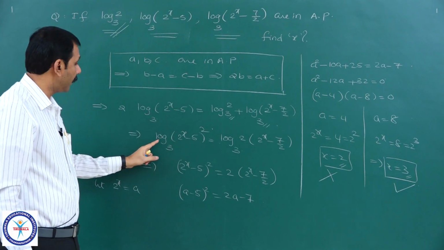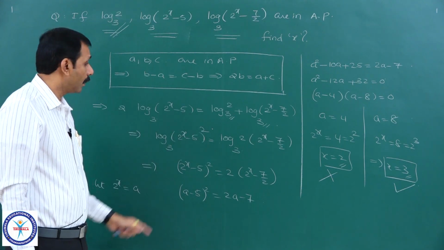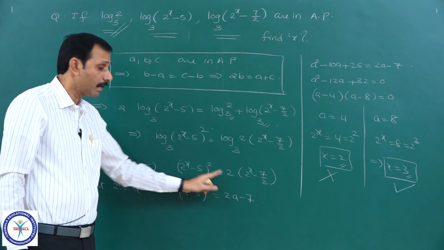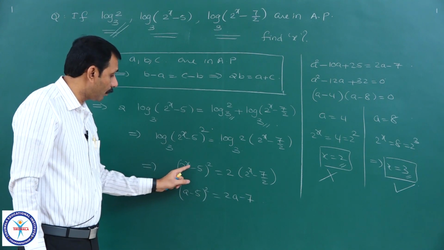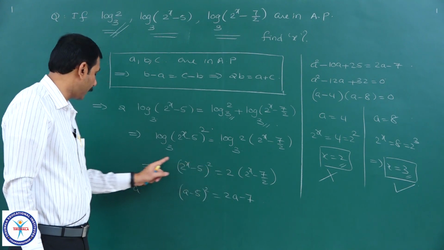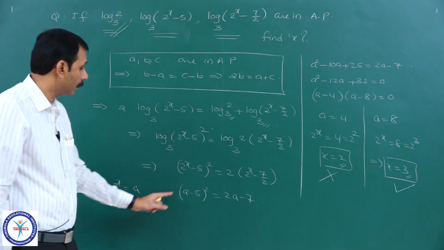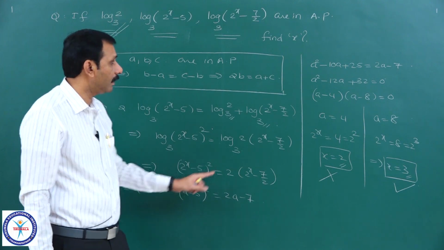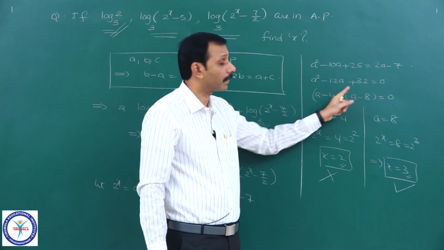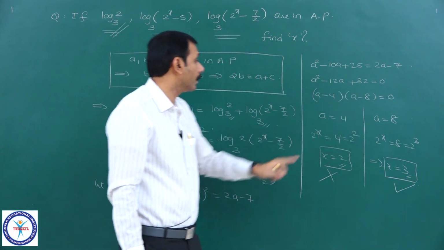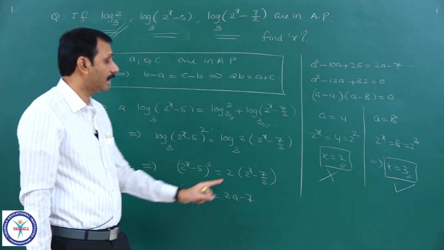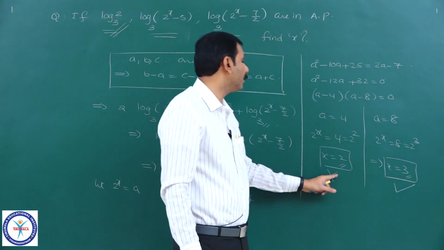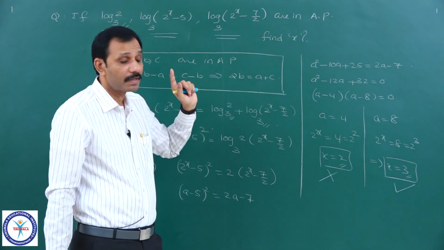m log a can be written as log a power m, and to the same base means you can remove logarithms. And a power x, 2 power x minus 5 whole square, I have taken 2 power x equal to a. Minus 5 whole square equal to 2a minus 7, expand it and get a quadratic in terms of a. Find values of a, but of course a equal to 2 power x, from that find x values, and check what are the values which will satisfy the given numbers.